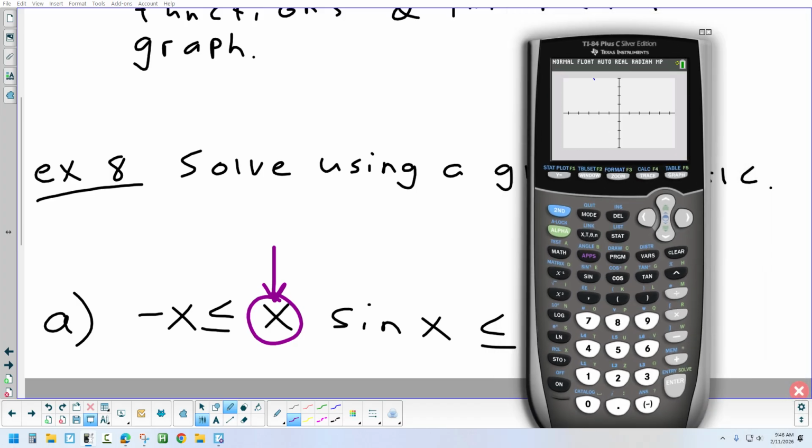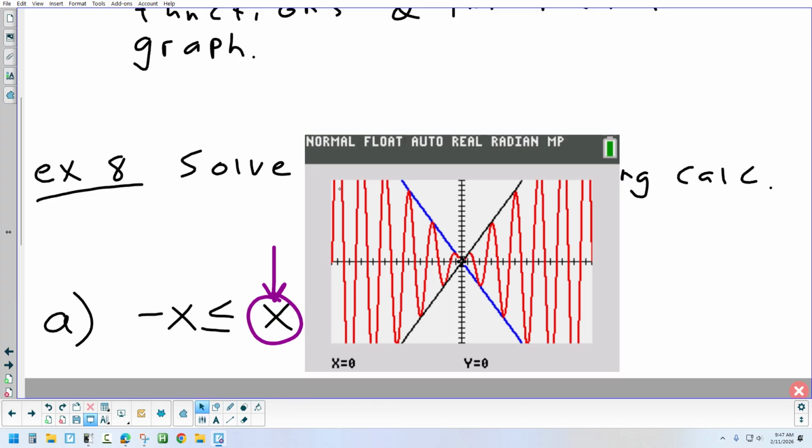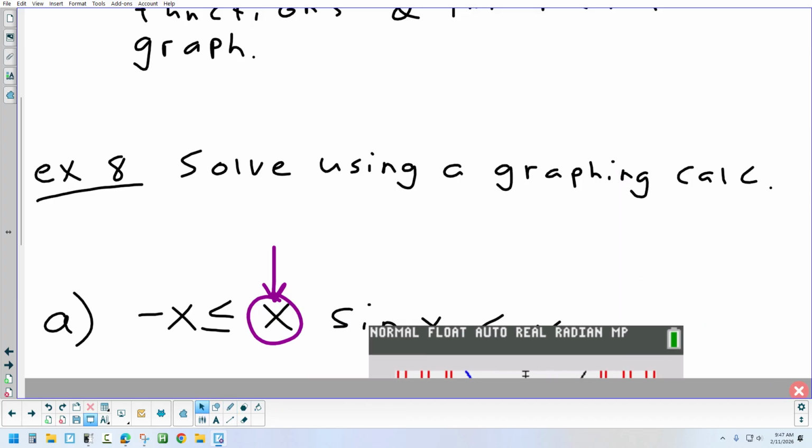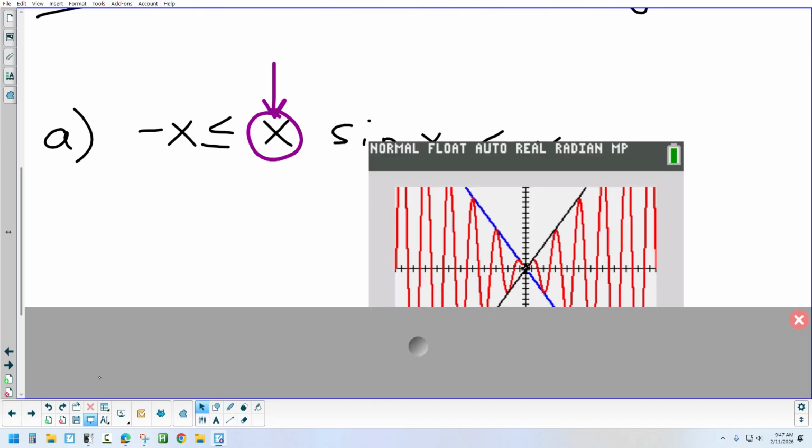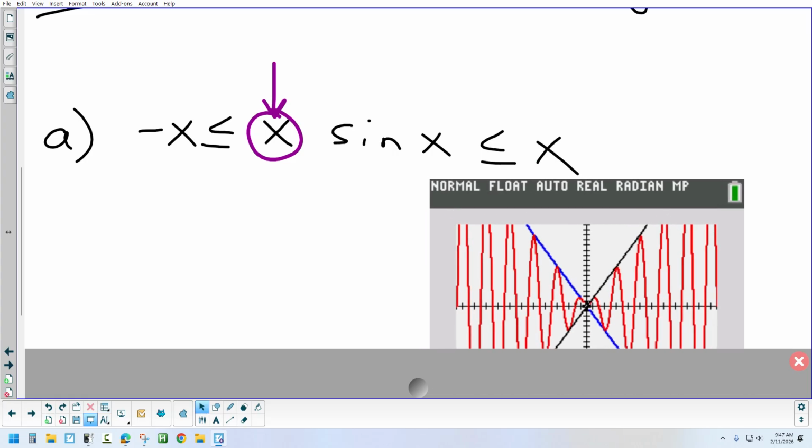And let's try zoom 7. So there's -x. Here's my sine function. We can't see much of it, so let's zoom out a little bit. So there's -x. There's my sine function with my variable vertical stretch. And there's +x. So let's just see if we can interpret what's going on here.